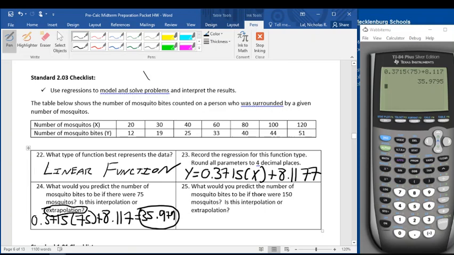And for 25, what would you predict the number of mosquito bites to be if there were 150 mosquitoes? Actually, I want to leave the definitions to the end. Okay. This would be 0.3715 times 150 plus 8.117.